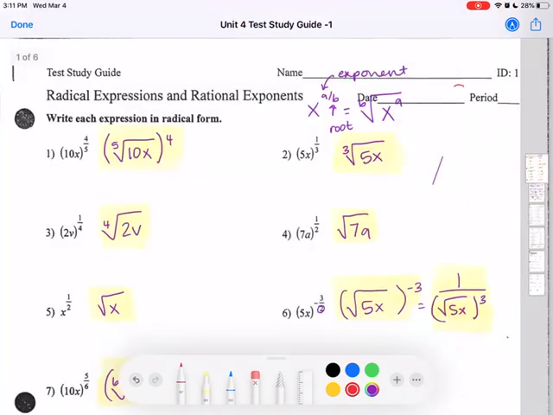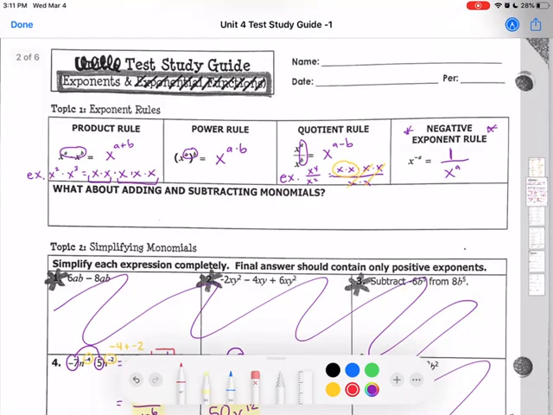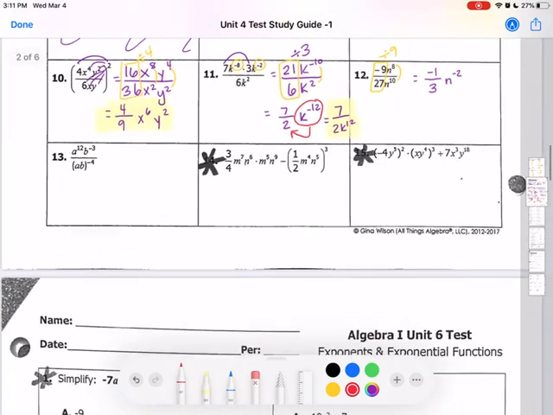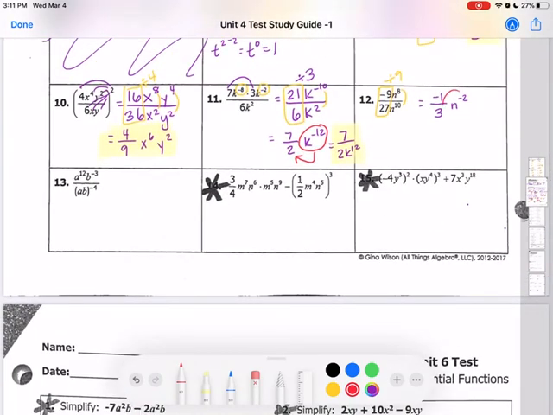Since I can't have a negative exponent in my final answer, I'm going to drop that down to the bottom, and I'll get my final answer of negative 1 over 3n squared.